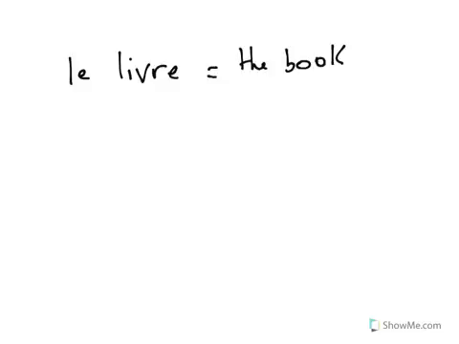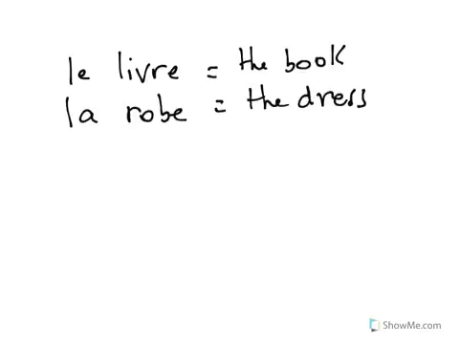Let's take a noun that has a masculine article: le livre, the book. And let's take another one that is feminine: la robe, the dress. And let's take one with plural: les plats, the dishes.